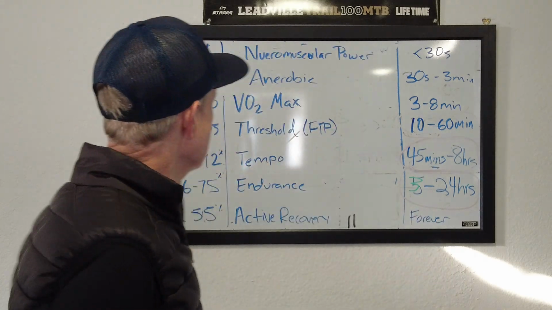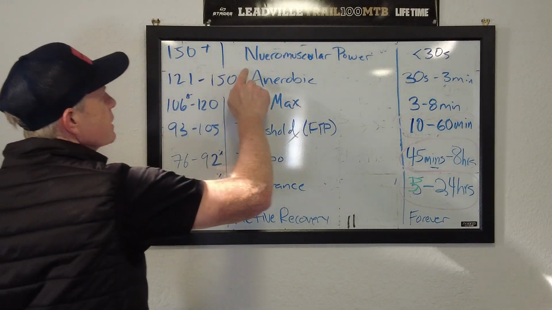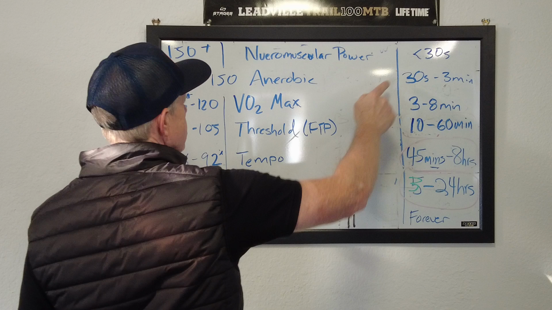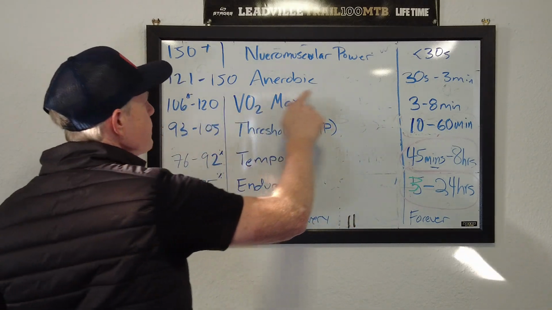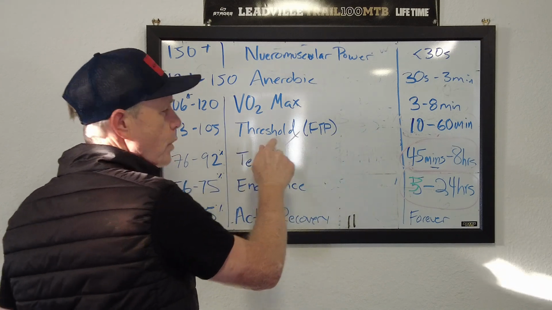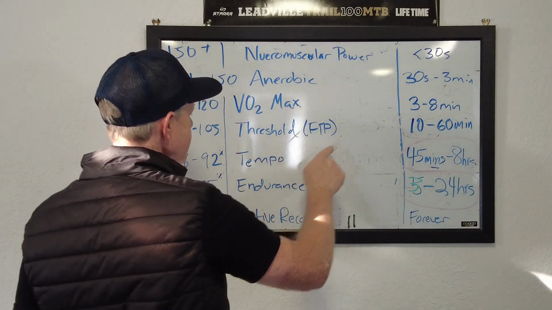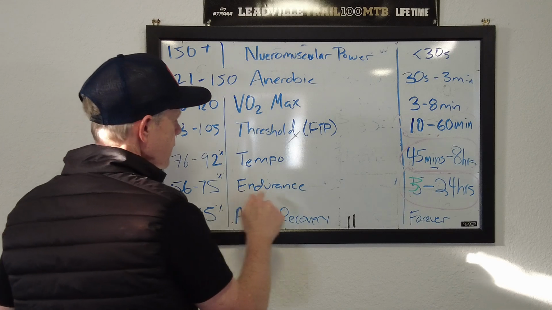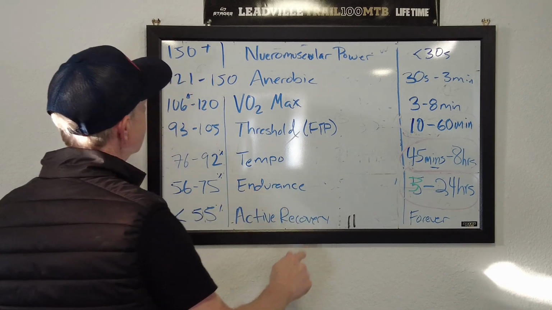Today we're going to talk about the zones we use with the power levels and durations to create all the workouts that we use in the studio. First, neuromuscular power. Second, anaerobic capacity, VO2 max, threshold or FTP, tempo, endurance, and active recovery.